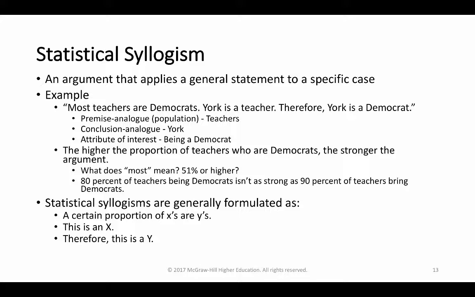Statistical syllogisms are used all the time, and they generally are formulated like this. A certain proportion, the actual proportion might be stated, but it's just as likely to be "most" or "lots" of X's are Y's. This thing is an X, therefore this thing is also a Y.